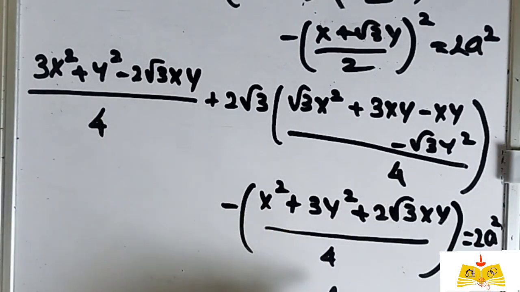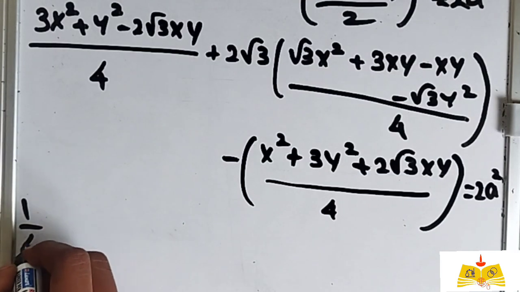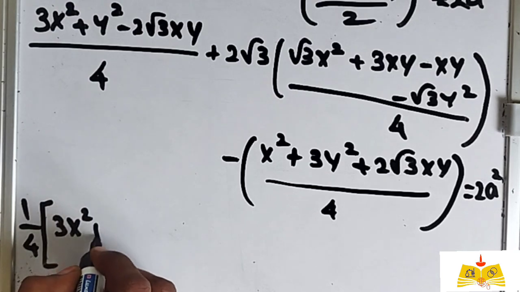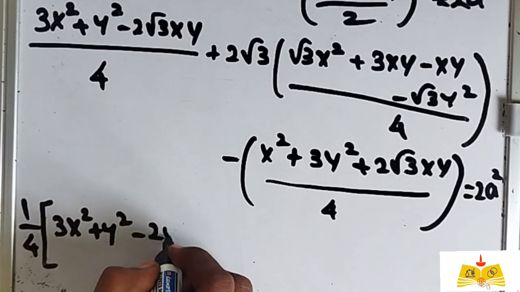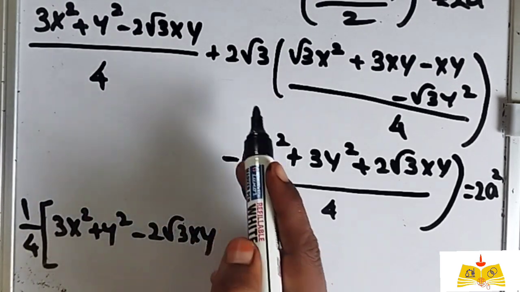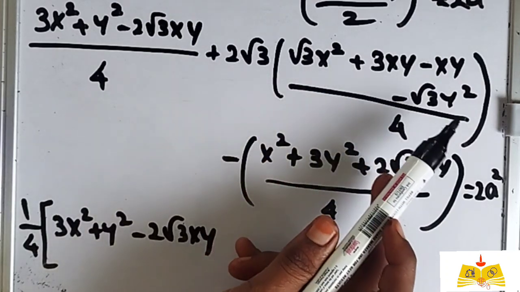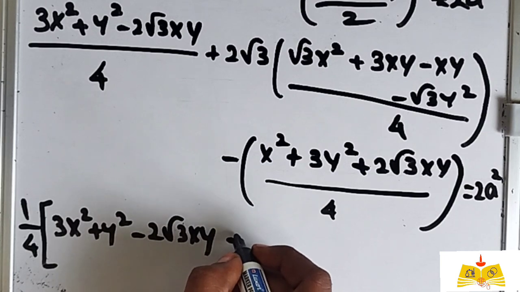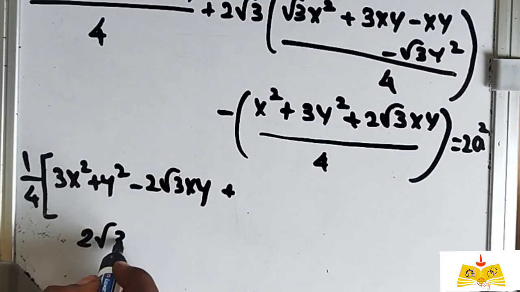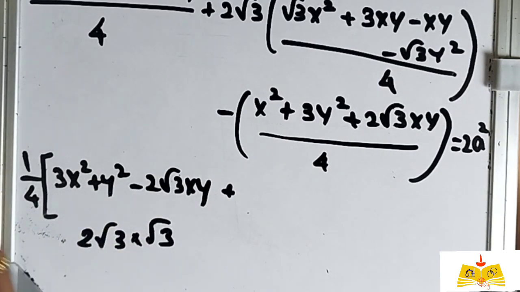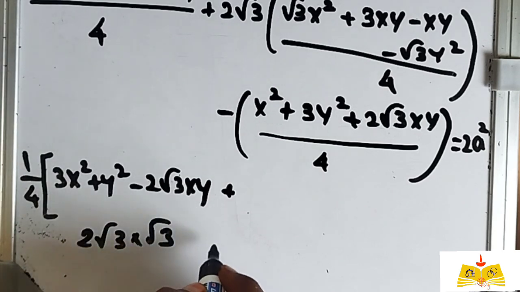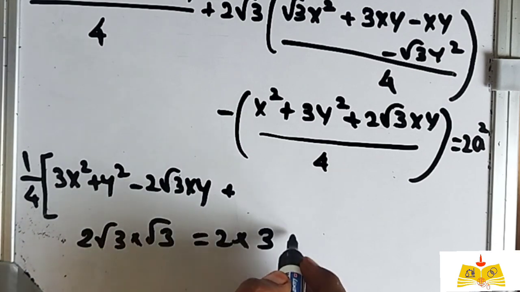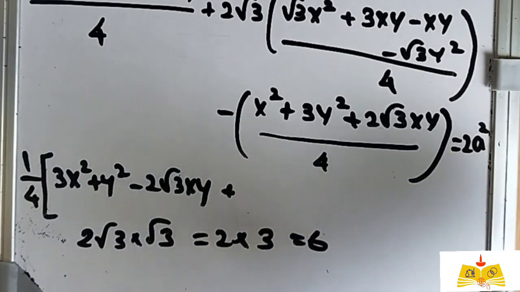I am going to take 1 by 4 as common from all the terms. So it will become 3x squared plus y squared minus 2 root 3xy. I am going to multiply this 2 root 3 inside this numerator. See, it is 2 root 3 multiplied by root 3, so root 3 into root 3 is 3. So 2 threes are 6. Clear?